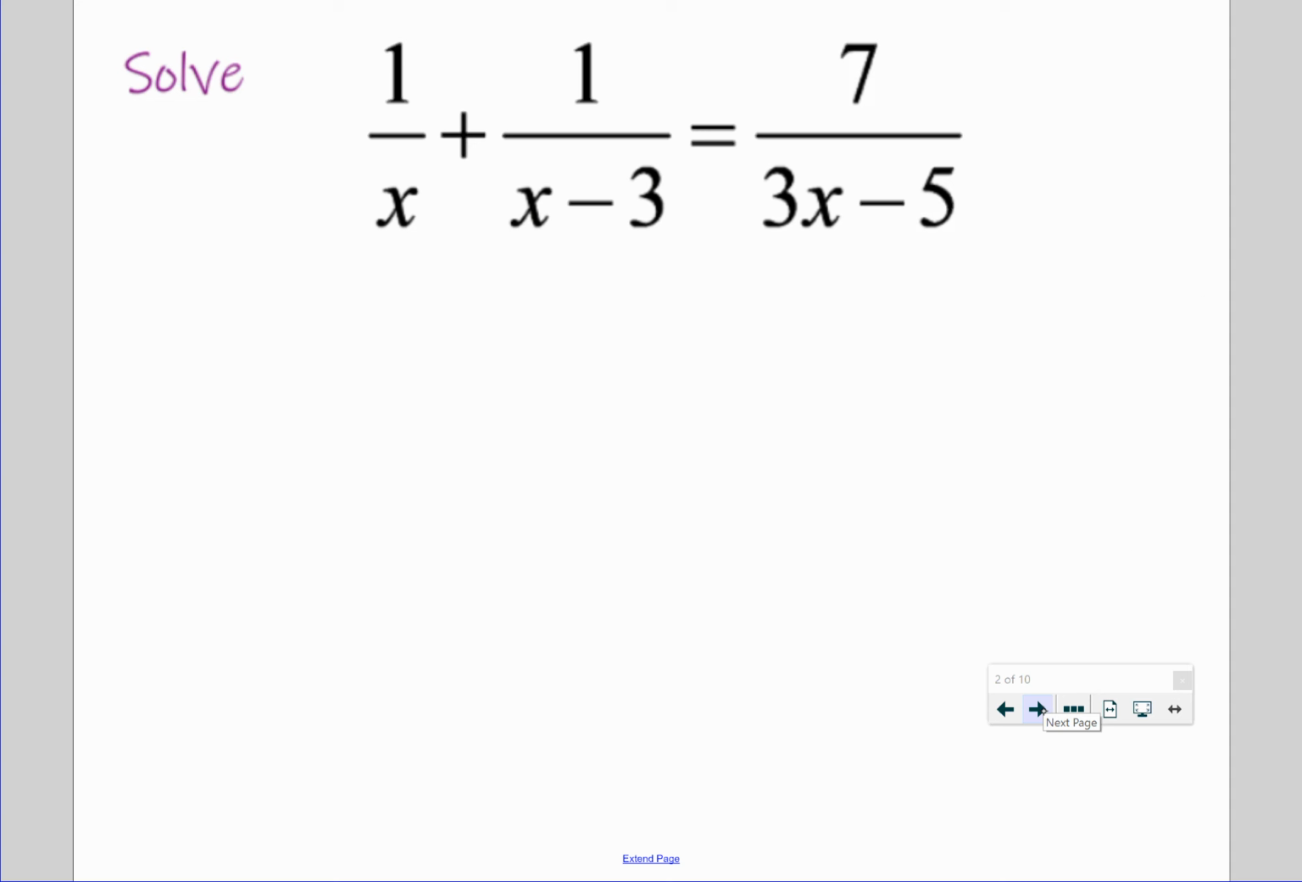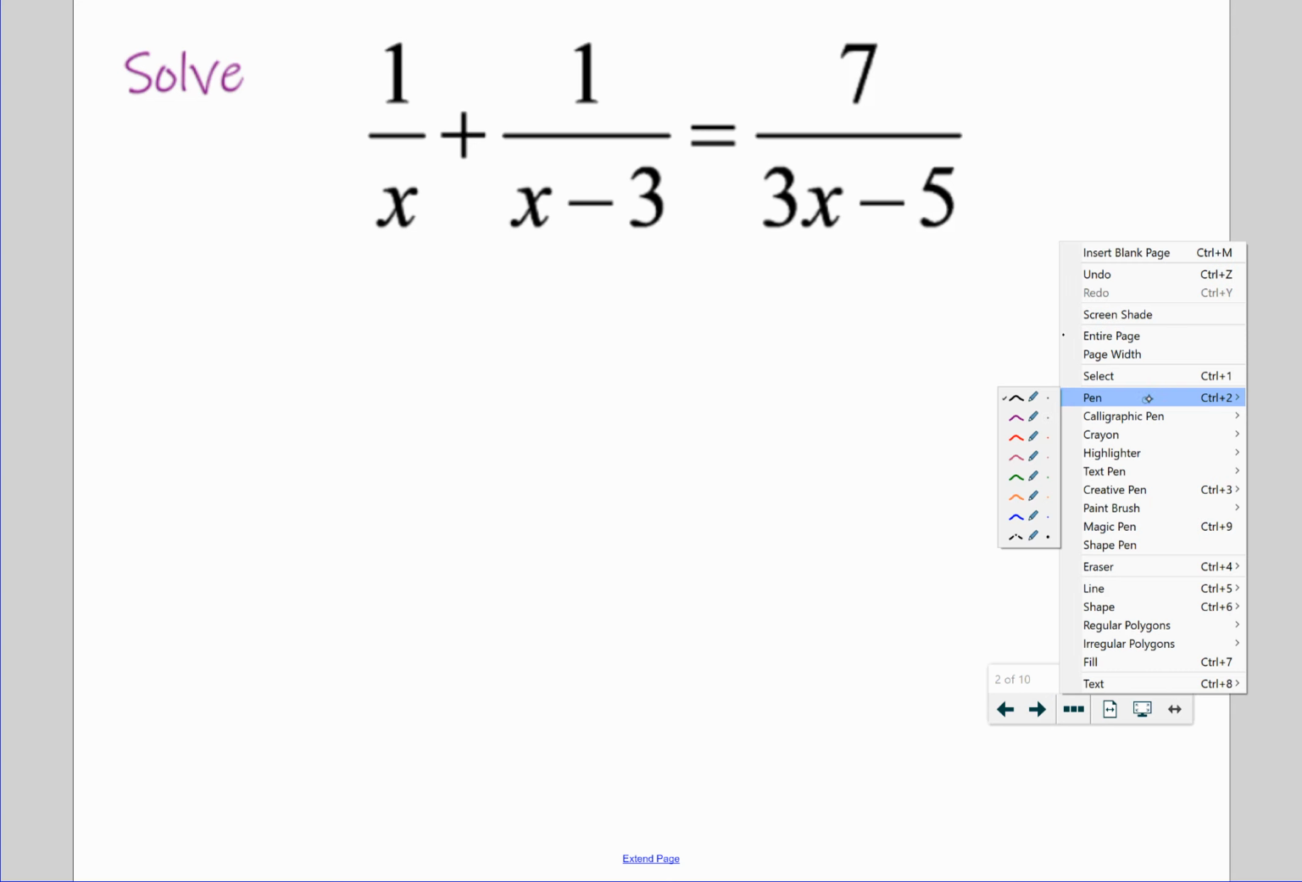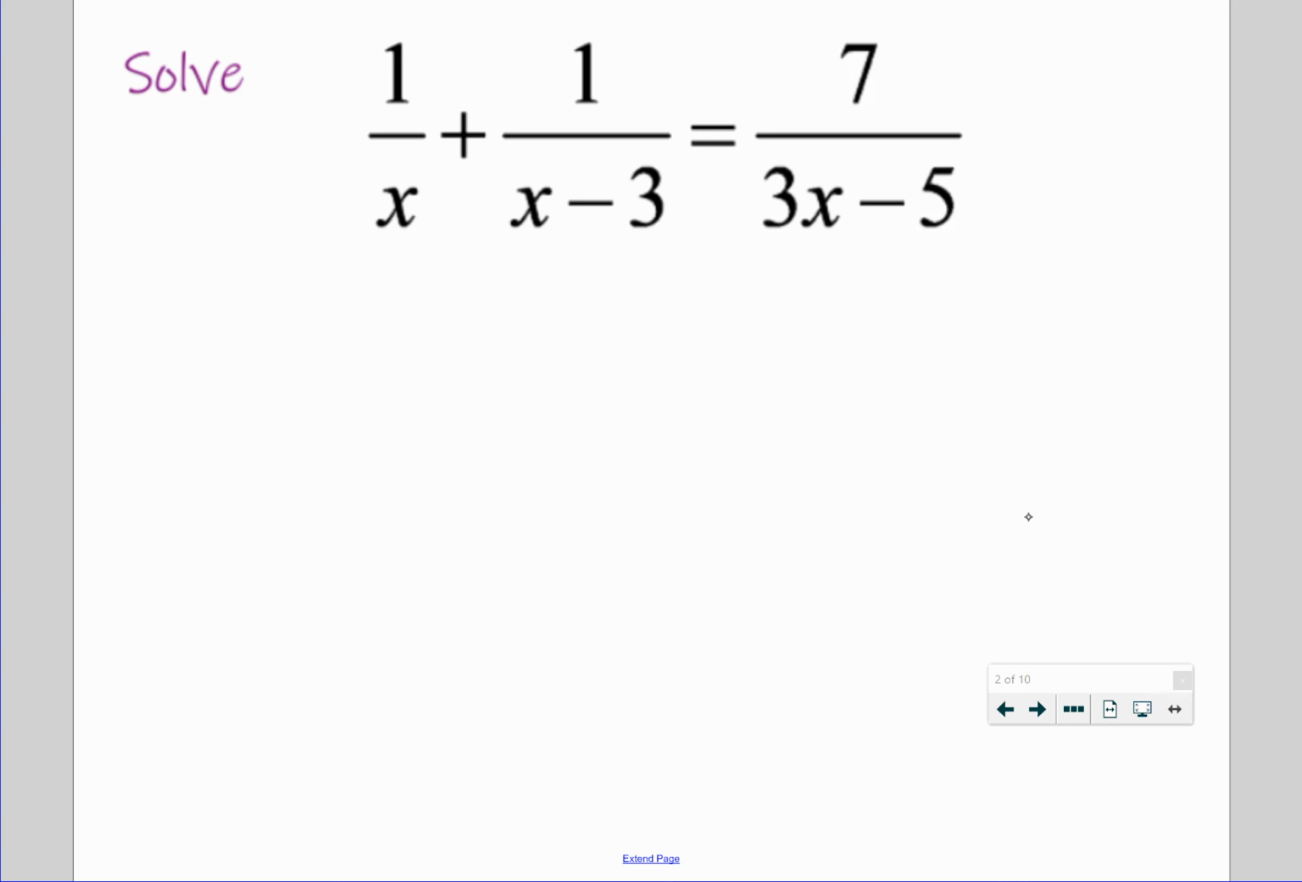All right, so our first problem is solving a rational equation. To solve these, the first thing we want to look for is a common denominator, and even before that, you might want to look if any of these denominators factor further. These are all linear factors, so we know they're not going to factor further. You can also see x minus 3 through x minus 5. There's no common factors throughout, which means our least common denominator is just going to be all three of them. x times x minus 3 times 3x minus 5.